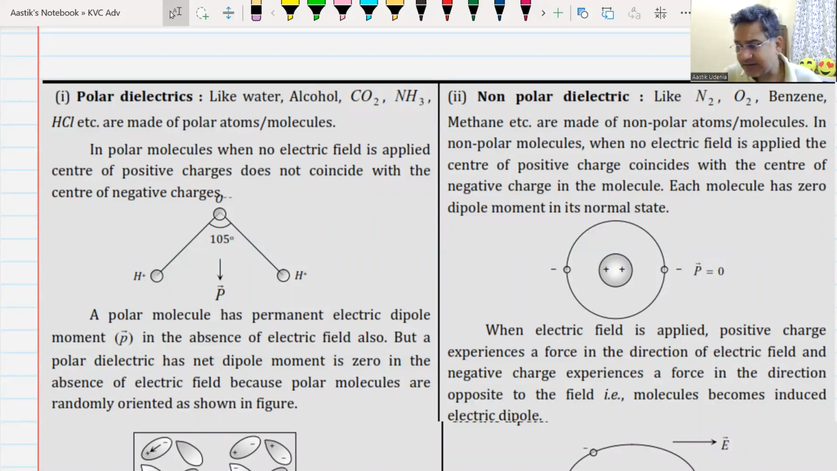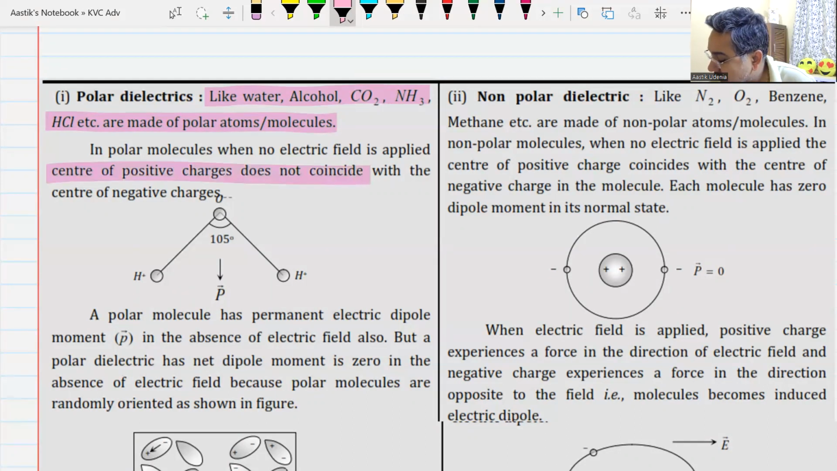Dielectrics can be of two types. One is a polar dielectric, one is a non-polar dielectric. Polar dielectrics are molecules like water, alcohol, which have a dipole moment in them. The center of positive charges does not coincide with the center of negative charge, and they have a dipole moment of their own. Water molecule has a dipole moment of its own.